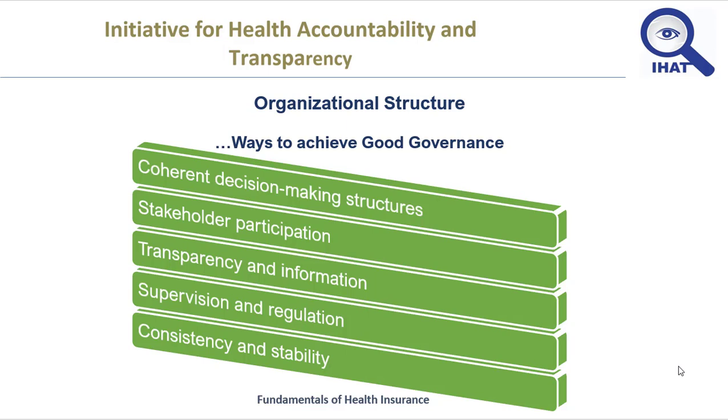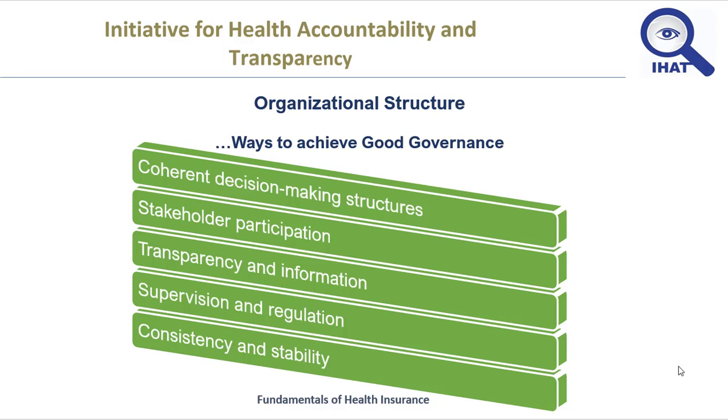There should be transparency and information. Information should be accessible to decision makers and to the stakeholders who can hold decision makers accountable. Supervision and regulation is another way to achieve good governance. Actors must be accountable for their actions and performance. This type of accountability involves consequences for poor performance. Every poor performance should be sanctioned and penalized.